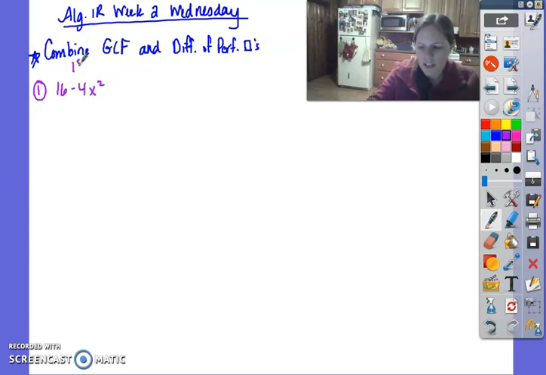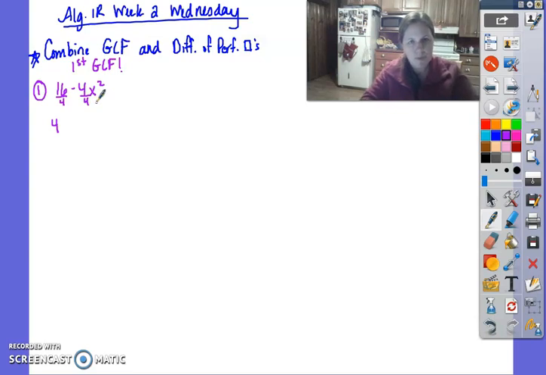So the first thing I want you to think about is GCF. Is there something that divides evenly into 16 and 4x squared? You're right if you said 4. So I'm going to pull a 4 out. I hope you remember that I always showed that division from our Monday video. What is 16 divided by 4? What is 4x squared divided by 4? And make sure you keep that sign in between them. If there were 2 terms here, there have to be 2 terms in the parentheses.